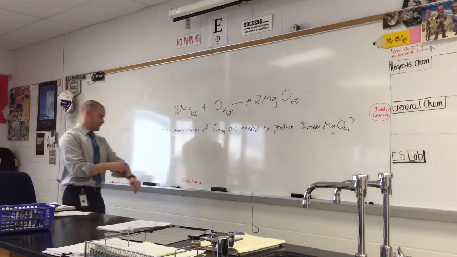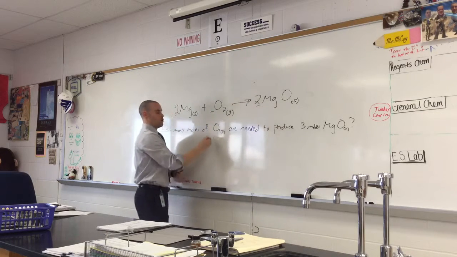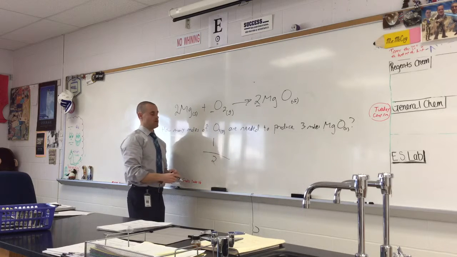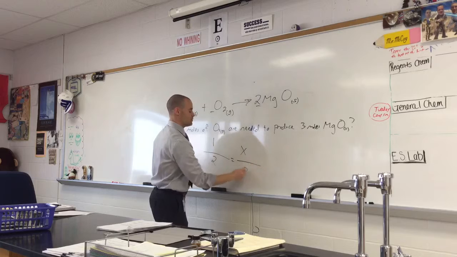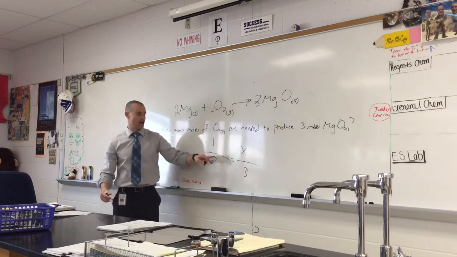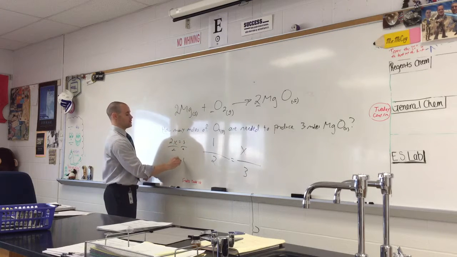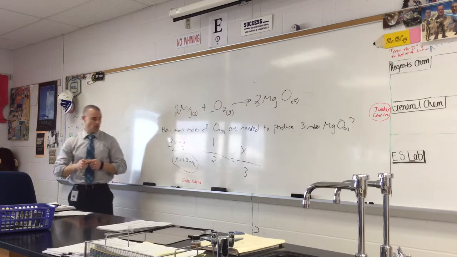Go ahead. How many? 1.5 moles. Let's find out. The ratio is 1 to 2. So 1 mole of O2 produces 2 moles of MgO. Right? 1 to 2. How many moles produce 3? Cross multiply. 2x equals 3. Divide by 2. X equals 1.5 moles. Yes, very good. Correct. 1.5 moles.